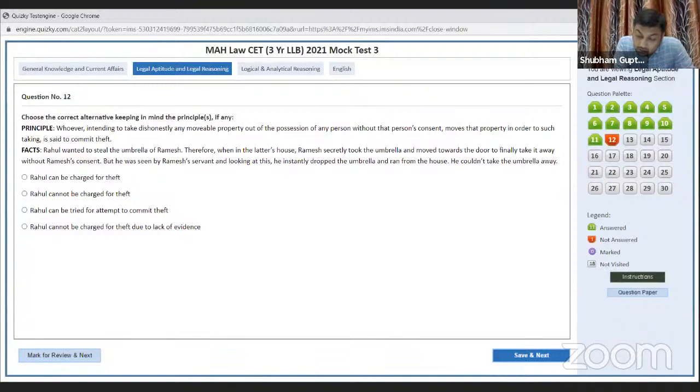The door to take it away without Ramesh's consent. But he was seen by Ramesh's servant, and looking at this, he instantly dropped the umbrella and ran from the house. He couldn't take the umbrella away. But if you read it, can I say he should be charged? Because he moved the property, he has the intent. So it should be.